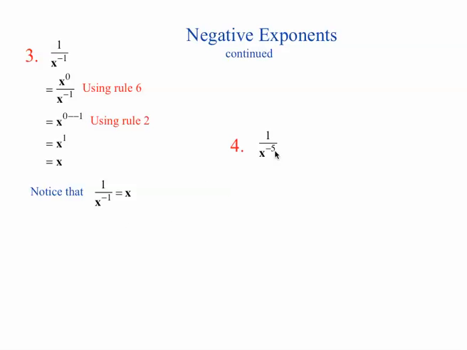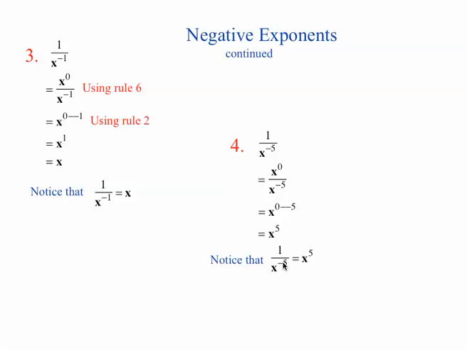1 over x to the negative 5: if this rule holds true, we're going to get x to the positive 5. Notice that the 1 is x to the 0 divided by x to the negative 5. I'm going to subtract those: 0 take away negative 5, which is 0 plus 5, which is x to the 5. So 1 over x to the negative 5 is x to the 5.